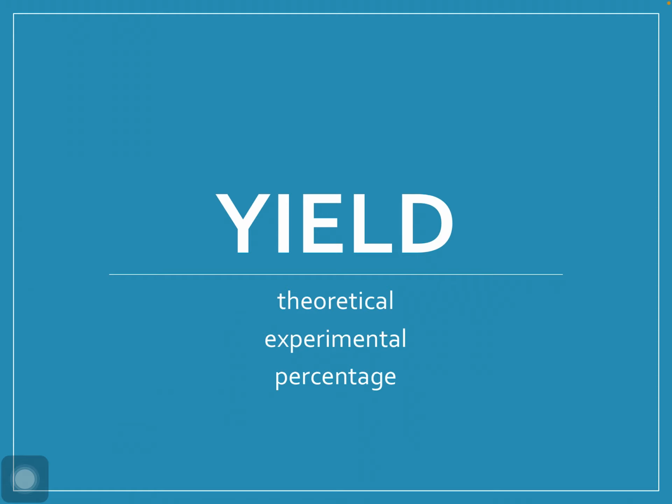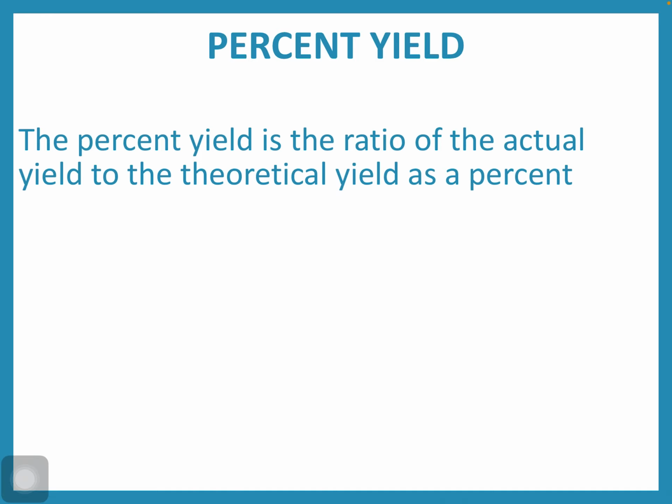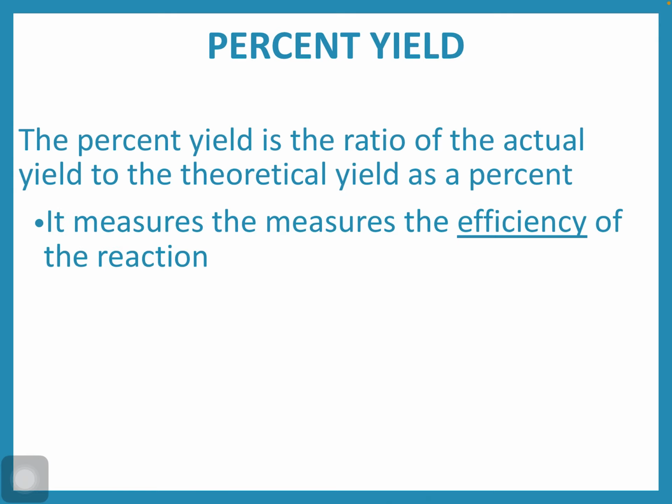An experimental yield is how much is actually produced when the chemical reaction is actually carried out. And then percentage yield is the ratio of the actual or experimental yield to the theoretical yield as a percent. It measures how efficient the reaction is. So if we have a high percentage, then we are getting very close to what in theory we would expect to get. And so that is a very efficient process.